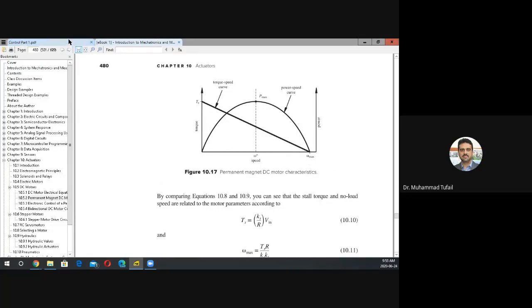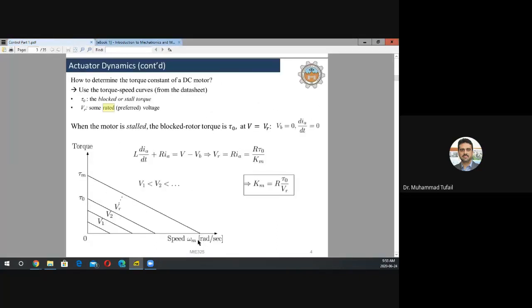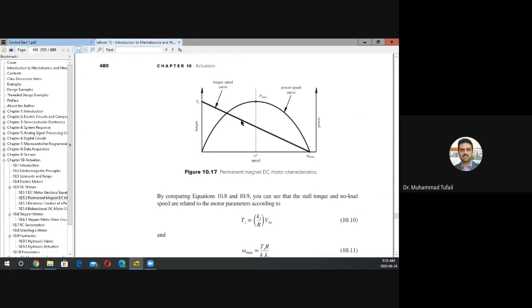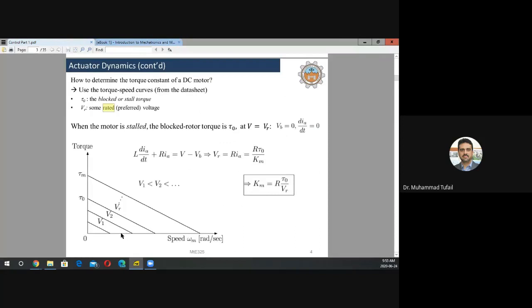But there is one such line for one voltage. Last time there was only one voltage with which we were operating the motor. This time there might be other voltages as well. The shape of the curve will not change; it is still a straight line with a negative slope. So let's say you have this curve for some voltage called V1, V2, VR, and so on.